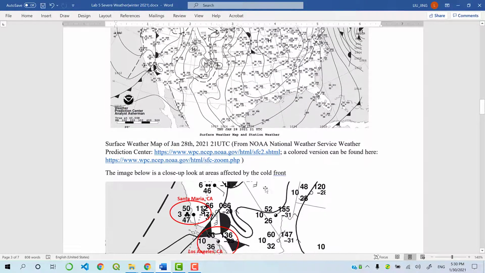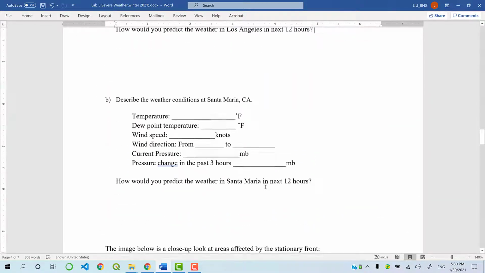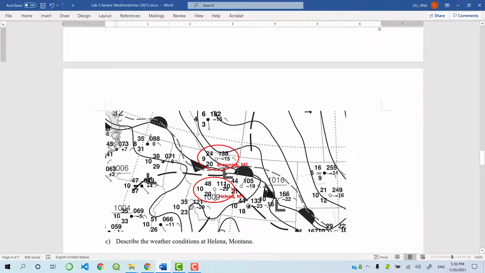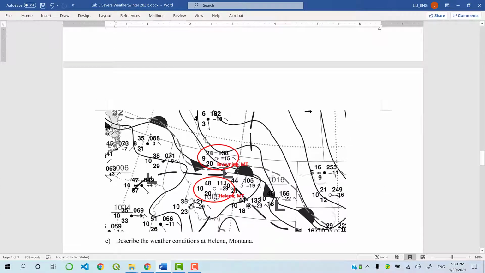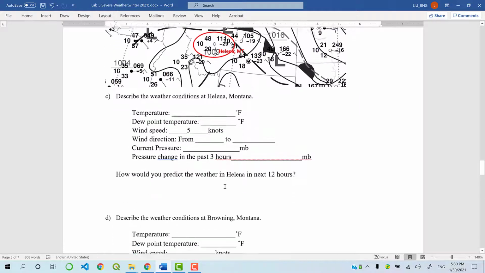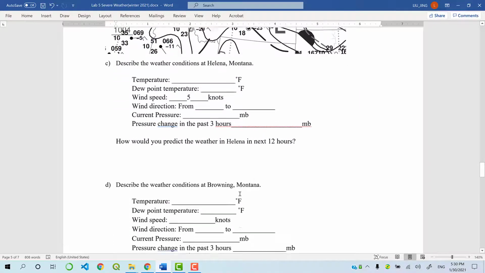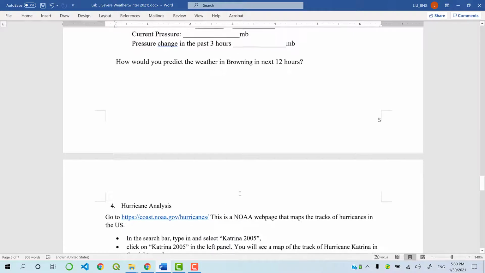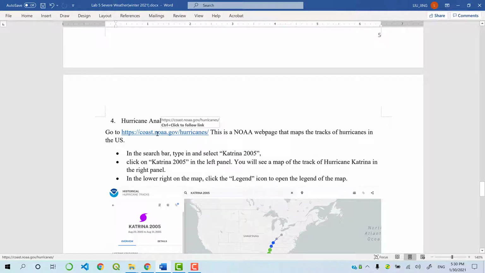Again, I want you to examine two places affected by the stationary front. One is on the cold air mass side, Browning in Montana, and the other one is on the warm air sector side, Helena in Montana. Again, read those station models and predict the weather at those two locations. All right. The last one is a very fun part.